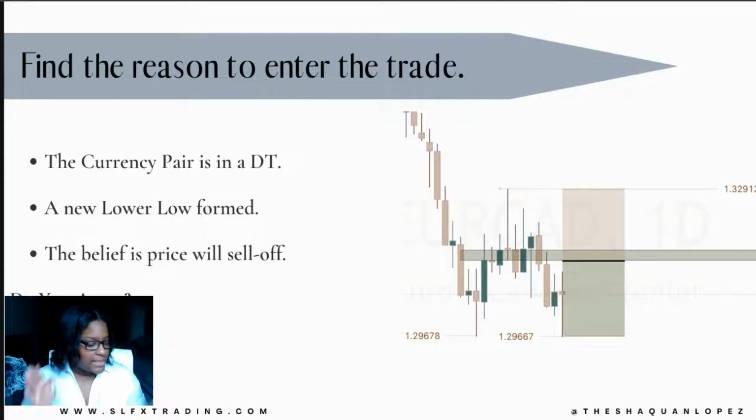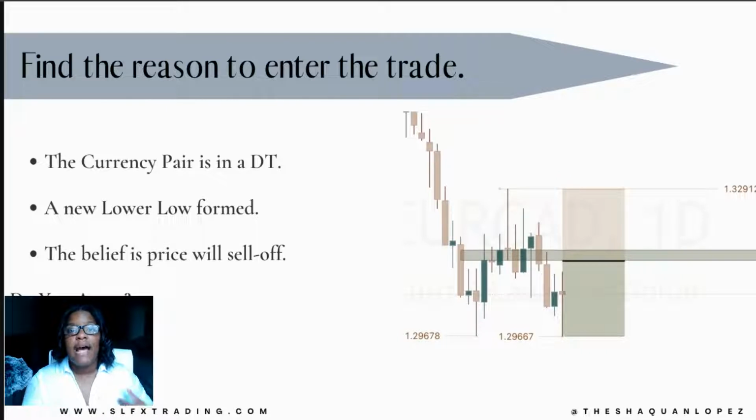Do you agree that price can sell off? Now, once you say yes, if you say no, you have no trade. But if you say yes, now you have to envision where you're going to enter the trade. Just because you say yes to an idea, and this is something I see a lot of people make a mistake on.